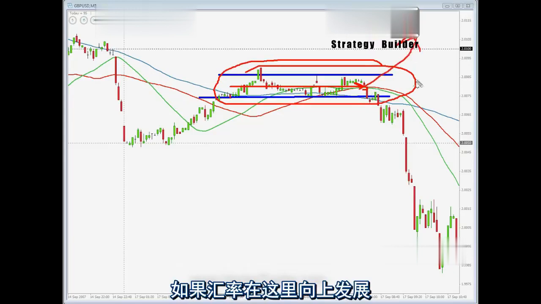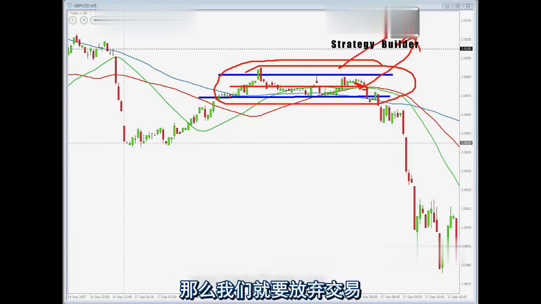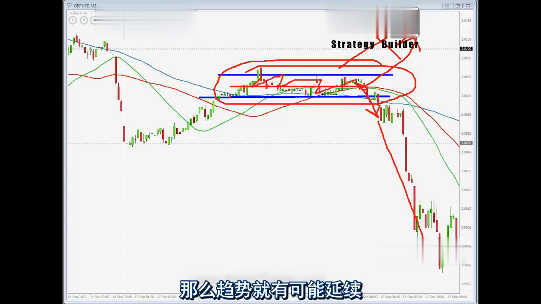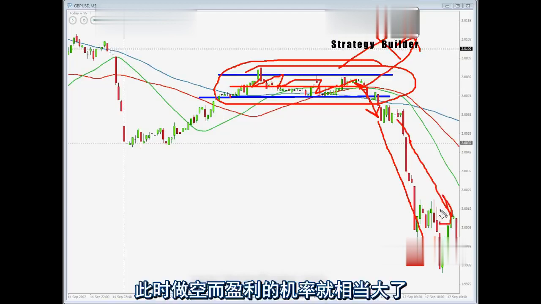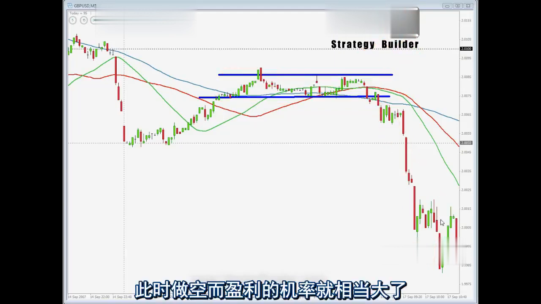If price shoots to the upside, we know that for the time being we don't want to take this entry. However, if price breaks below this congestion area, chances are the trend will continue. Okay, the main trend as per the setup chart will resume its downward sentiment, and therefore a short entry should carry higher chances of success.